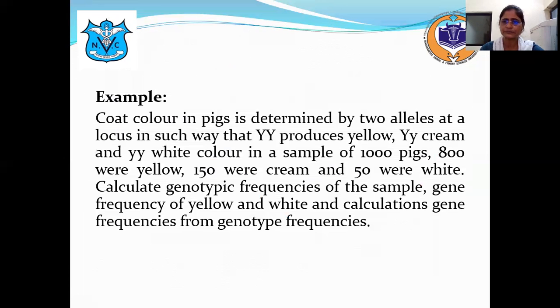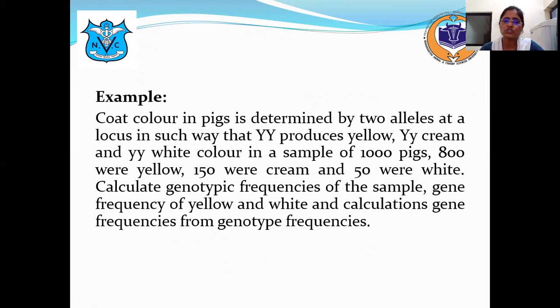Now we will go through one example. Coat color in pigs is determined by 2 alleles at a locus in such a way that capital YY produces yellow, heterozygote, that is capital Y small y, produces cream color, and small y homozygous recessive genotype produces white color. In a sample of 1000 pigs, 800 were yellow, 150 were cream, and 50 were white.